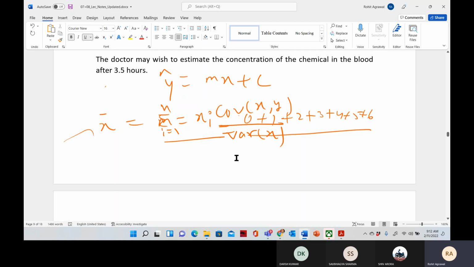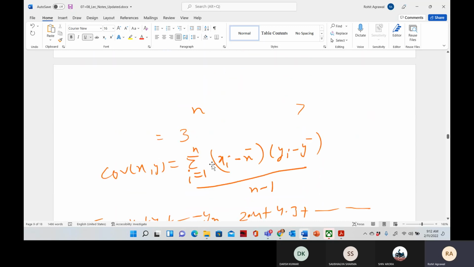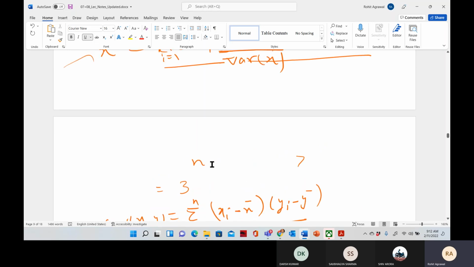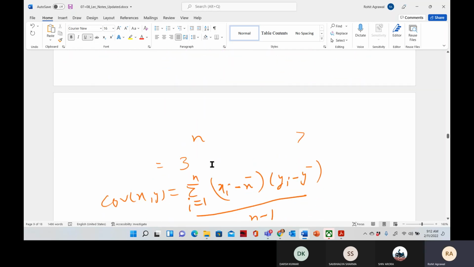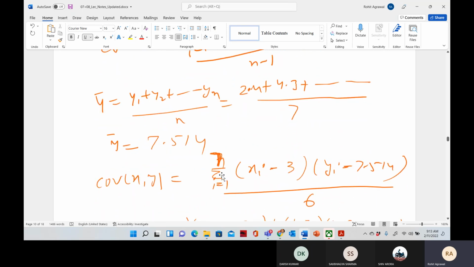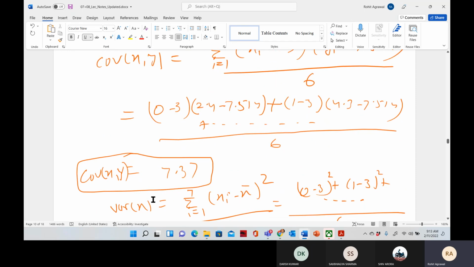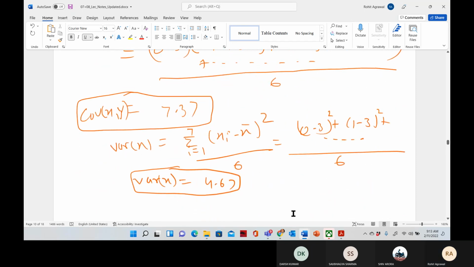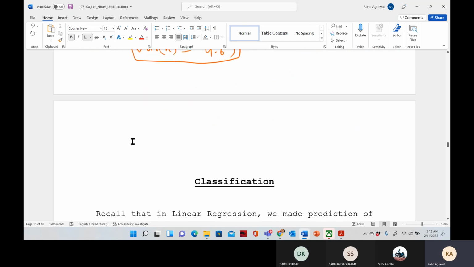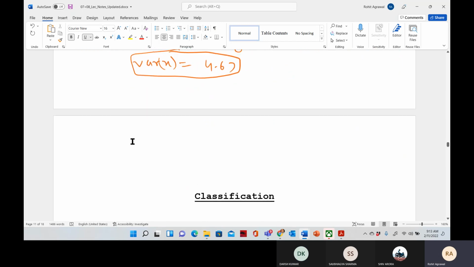So we calculated x bar here, we calculated y bar, then we calculated covariance, then we calculated variance. Yes, sir, you're audible. So we calculated covariance and variance, and then we will calculate what the value of m is and then what the value of c is. So what will be our m?